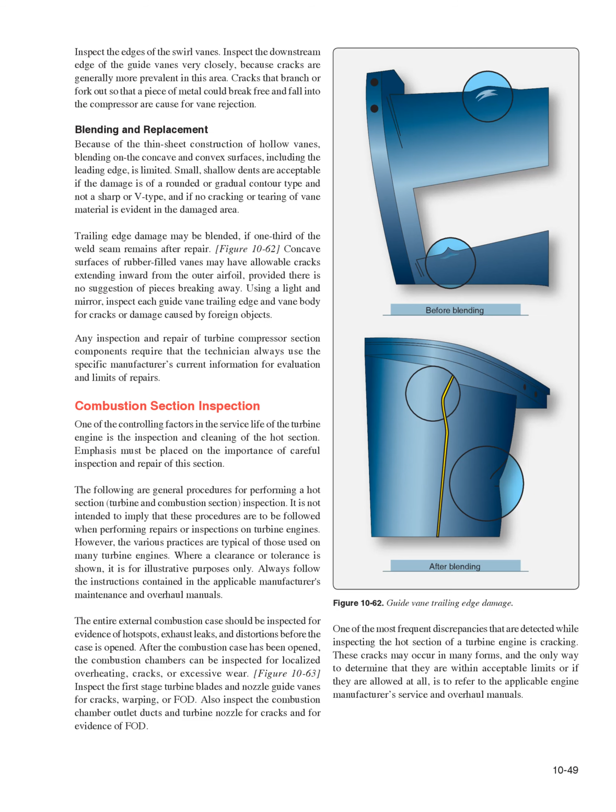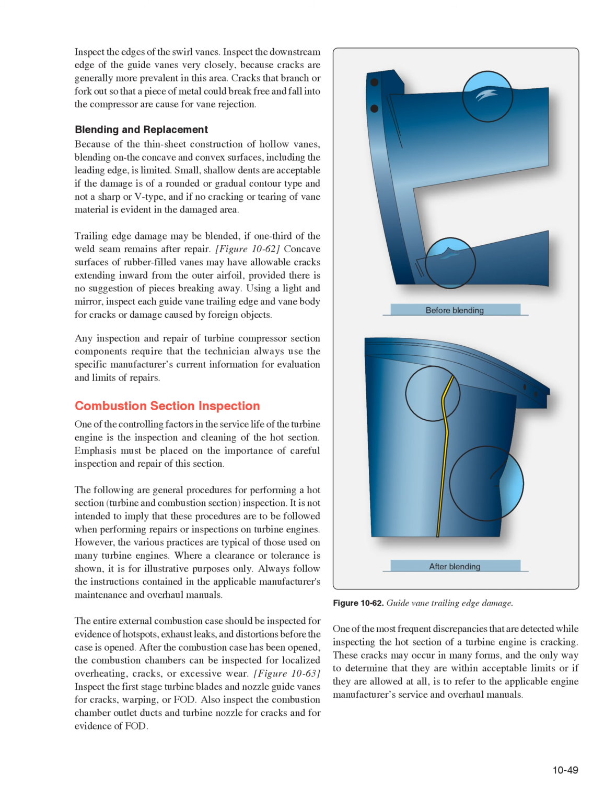Inspect the edges of the swirl vanes. Inspect the downstream edge of the guide vanes very closely, because cracks are generally more prevalent in this area. Cracks that branch or fork out so that a piece of metal could break free and fall into the compressor are cause for vane rejection.